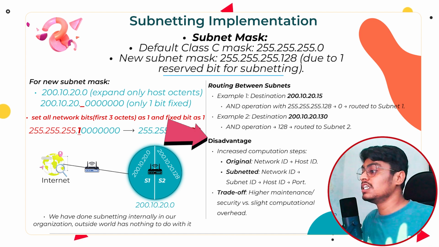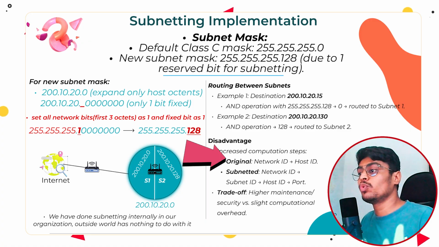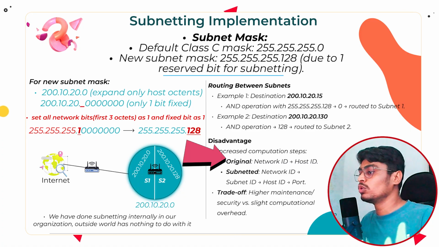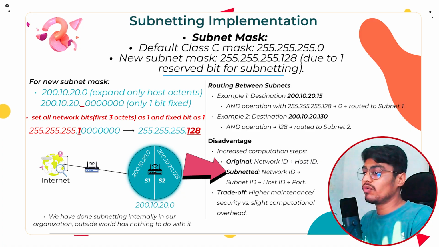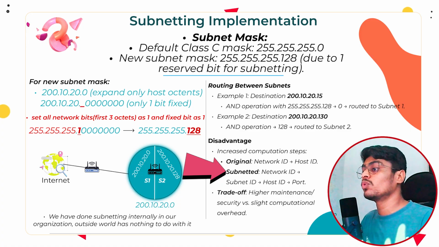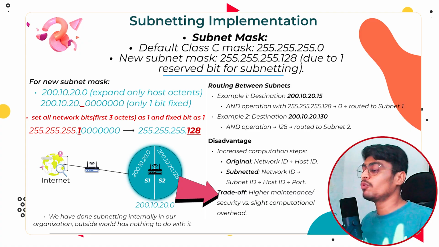Now, what are the disadvantages of subnetting? There is a small disadvantage. The number of steps to reach a host increases. Earlier we had to find the network ID and then the host ID. Now we have to find the network ID, then the subnet ID, then the host ID, and finally the port number. So computation increases slightly, but maintenance, management and security improve significantly.